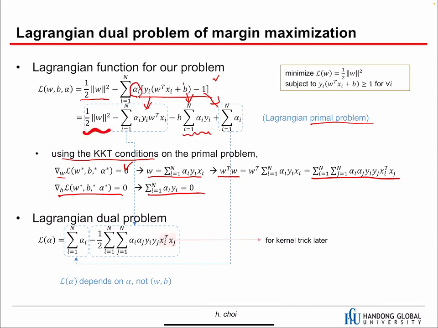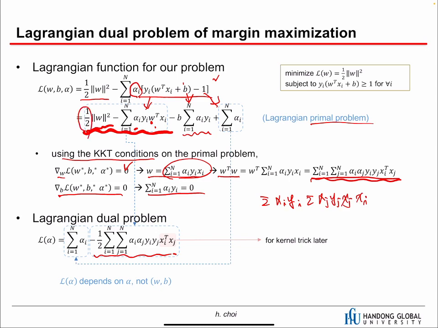Okay, and then now these two terms will be this one, because this one can be rewritten by this one, and then this one also, alpha i, yi, and if we use this W, like summation alpha j, yj, xj, and xi, it's basically the same as this one. So since we have 1 over 2 and this one is minus 1, we have minus 1 over 2. Okay, and then this term goes to here. So this is the Lagrangian dual problem.